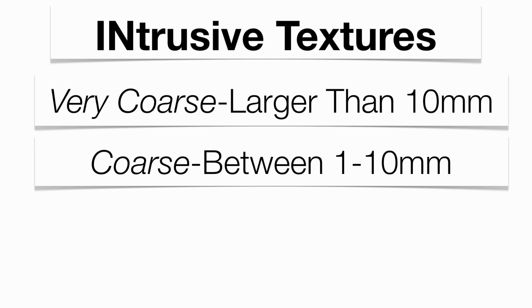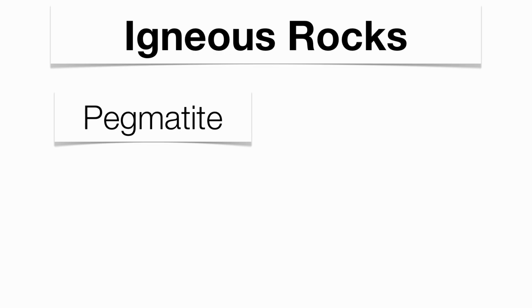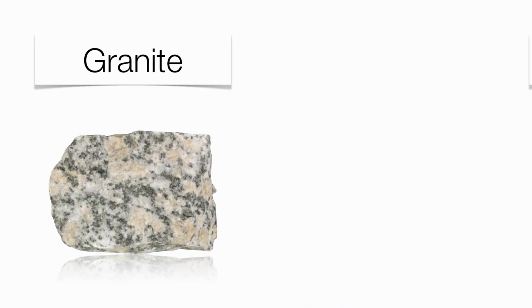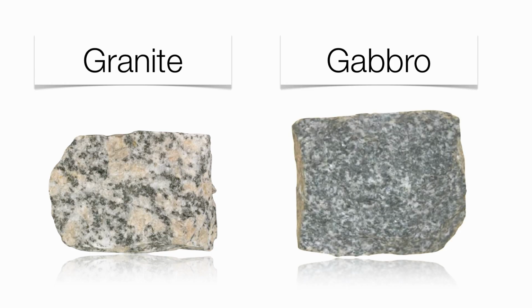Let me show you some pictures of these. The only very coarse rock you have in your reference table is pegmatite. Okay, massive crystals, light in color, felsic. You have a couple coarse grain rocks. Granite and gabbro are the two most common. Granite is light in color, tends to be felsic in nature. Gabbro tends to be dark in color, mafic in nature. Again, coarse grain rocks, you do not need a magnifying glass to identify the crystals within them.